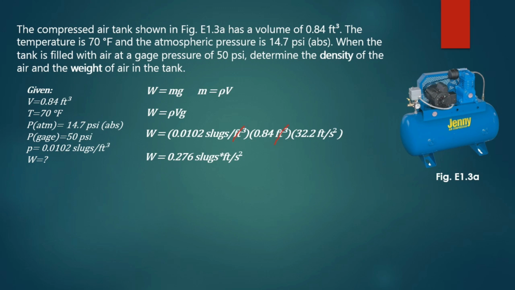So that will be our unit, and since slugs times feet per second squared is also equal to pounds, then we can say that weight is equal to 0.276 pounds. So that would be the final answer for the weight of air in the tank.